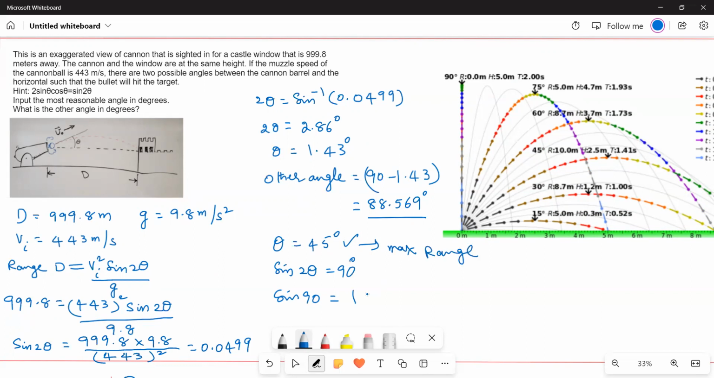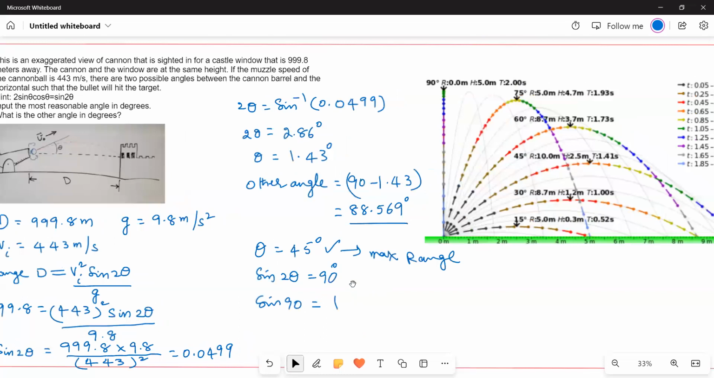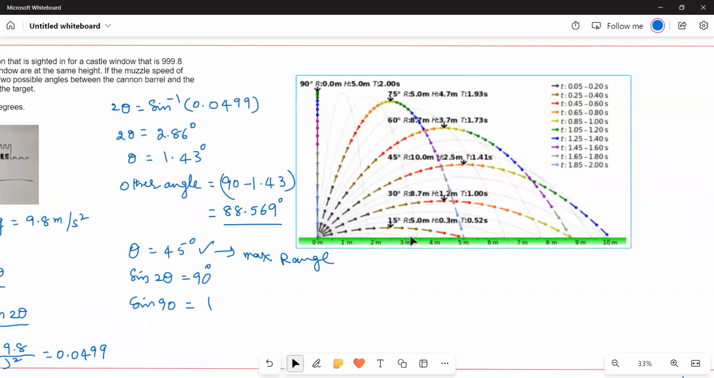Maximum range means maximum horizontal displacement. Okay. Now, you see this one here. I am taking the example of 15 degrees. Suppose it is 15 degrees, the cannon reaches 5 meters. Suppose we take the complementary angle, that means 75 degrees, it will reach the same distance, 5 meters. But when it comes to the vertical displacement, for 15 degrees, the vertical displacement is 0.3 meters, whereas for 75 degrees, the vertical displacement is 4.7 meters.